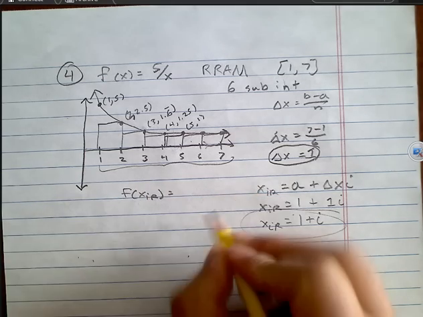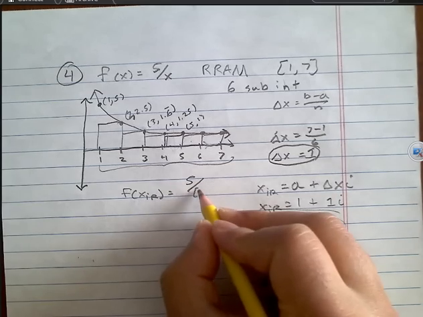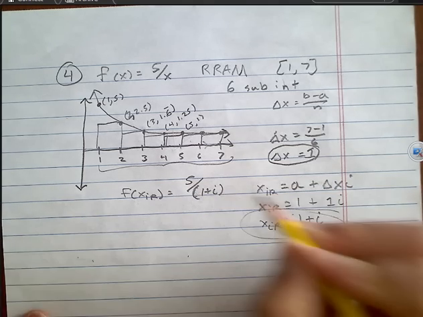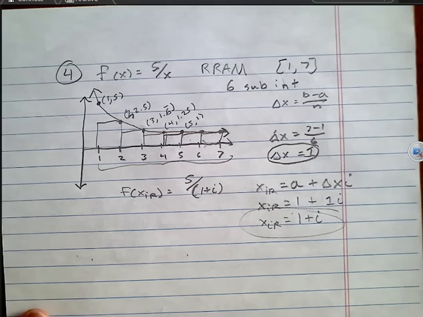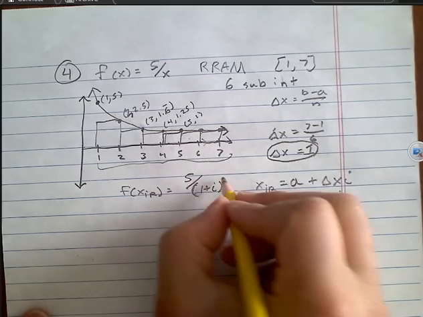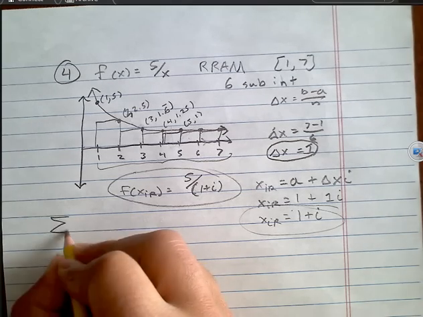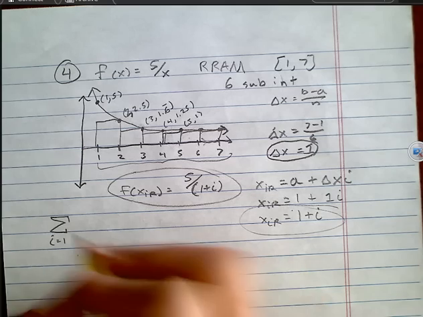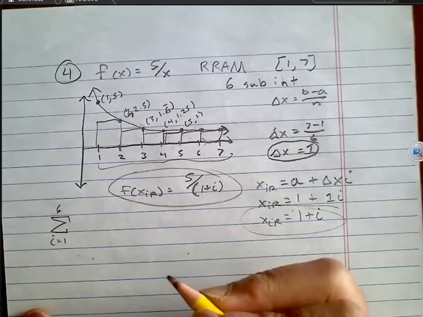And we just plug that in for x. 5 divided by 1 plus i. Wow, that was easy. Simple. So now we've got that. We're going to do the summation from i equals 1 to, how many things are we adding? 6. Delta x is 1.